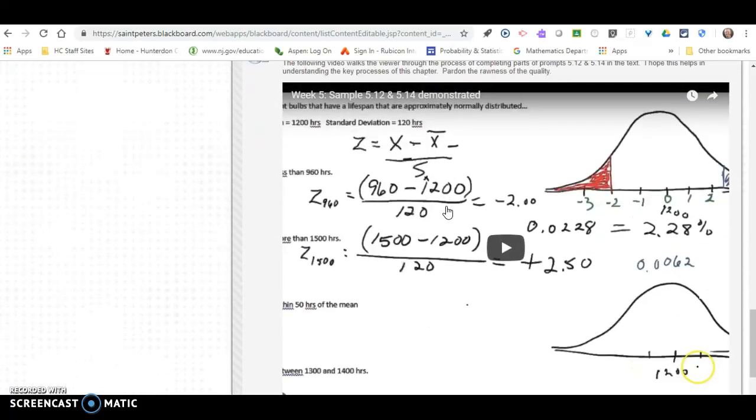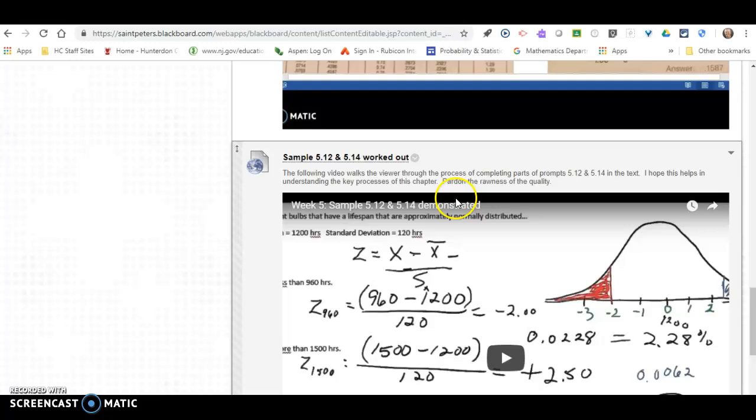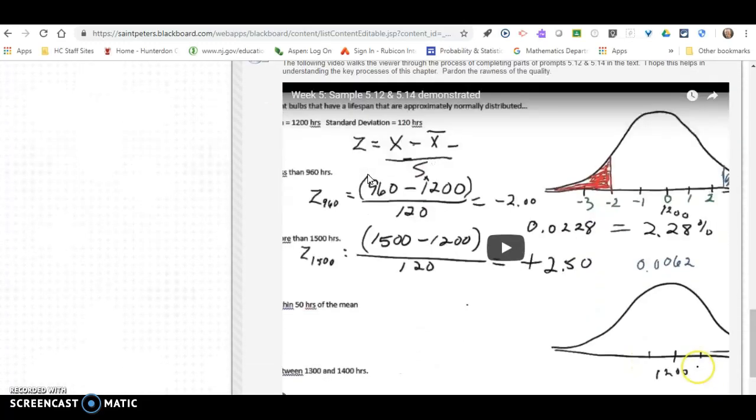Then down here, 2 of the items from the text are worked out as well, step by step. These are 2 samples out of the book, not from the homework, that are very similar to what the homework is. But I highly recommend you watch this also, and it walks you through step by step how to complete these problems.